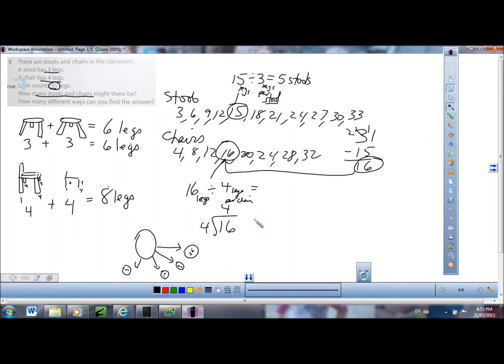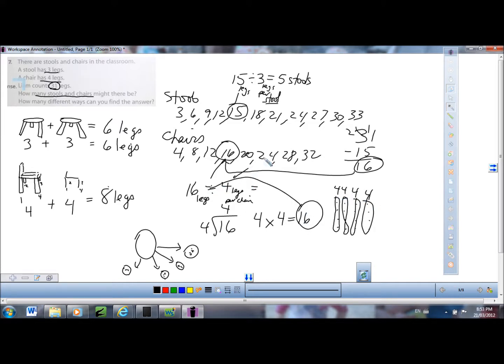And then, again, another double check, working in reverse, 4 times 4, multiplication table equals 16. How can you prove that? 4 groups of 4. So there's one group of 4, 2, 3, and then 4 groups of 4. So that's 4, 4, 4, 4. 4, 8, 12, 16. Match. Okay? So 16 divided by 4 is 4.